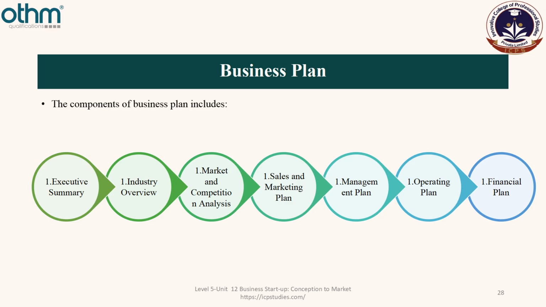So there are some steps in the business plan. First, we have to write the executive summary. Then we have to do the overview of the industry. Then we have to do the market and competitor analysis. After that, we have to make our sales and marketing plan. Then we have to make our management plan. And after that, we have our operating plan. And at last, we have the financial plan of our business.